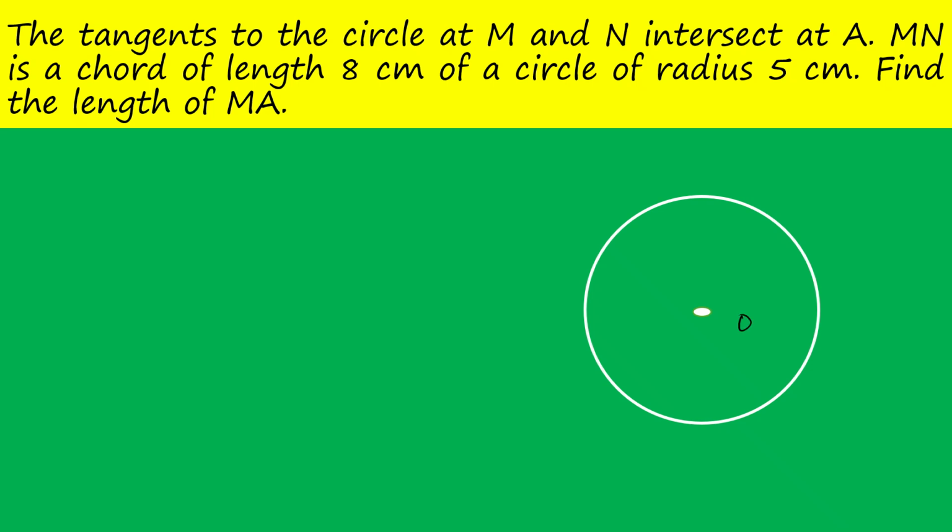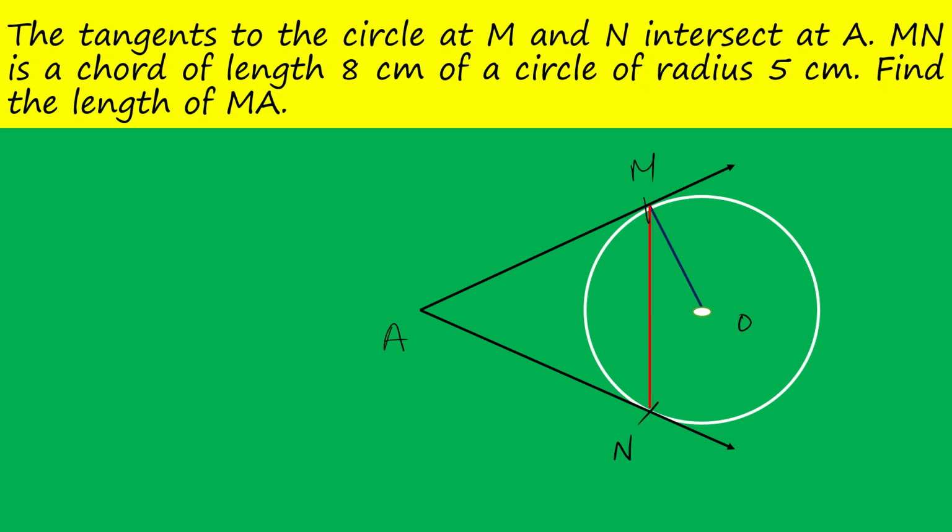And they say the tangent to the circle at M and N. So there are two tangents to the circle at M and N. This is M, this is N. And they said it intersects at A, and MN is a chord of length 8 centimeter. So this length MN is 8 centimeter, and it has a radius of 5 centimeter. And we need to find the length of the tangent AM.